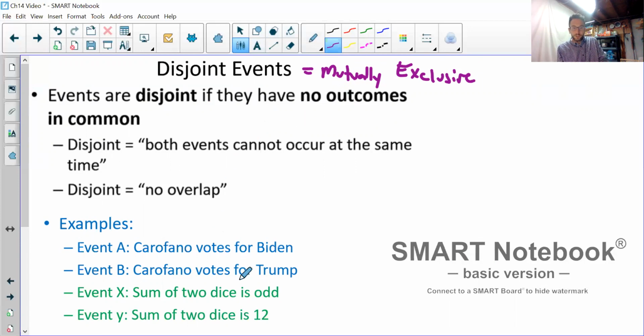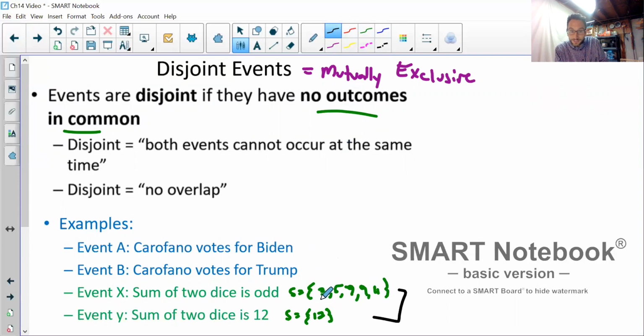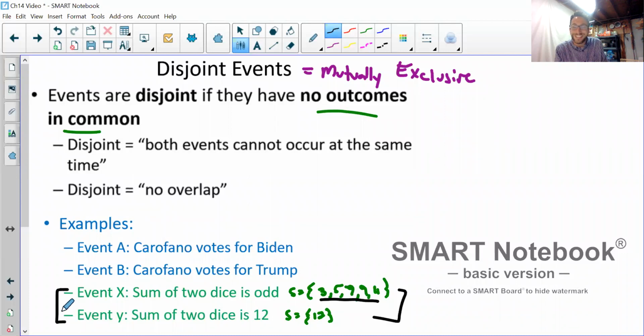For example, if I jump down to here, this idea of no outcomes in common. If the event is the sum of 2 dice is odd, then my sample space would not be 1, because you can't get a sum of 1, but 3, 5, 7, 9, 11. Those are all possible sums of two dice that are odd. Whereas if the sum of two dice is 12, that sample space is literally just the 12. So when we look down here, there are no outcomes in common. There are no numbers that overlap in these two different sample spaces. So these are disjoint events.